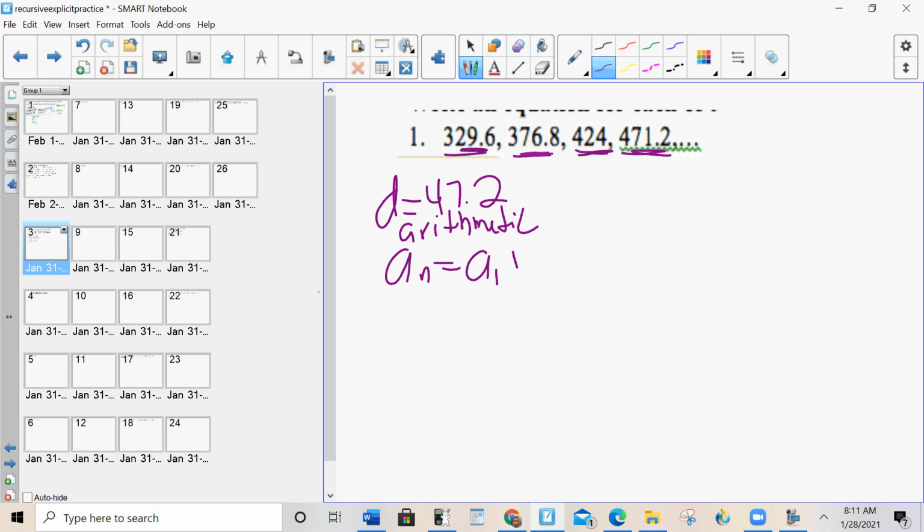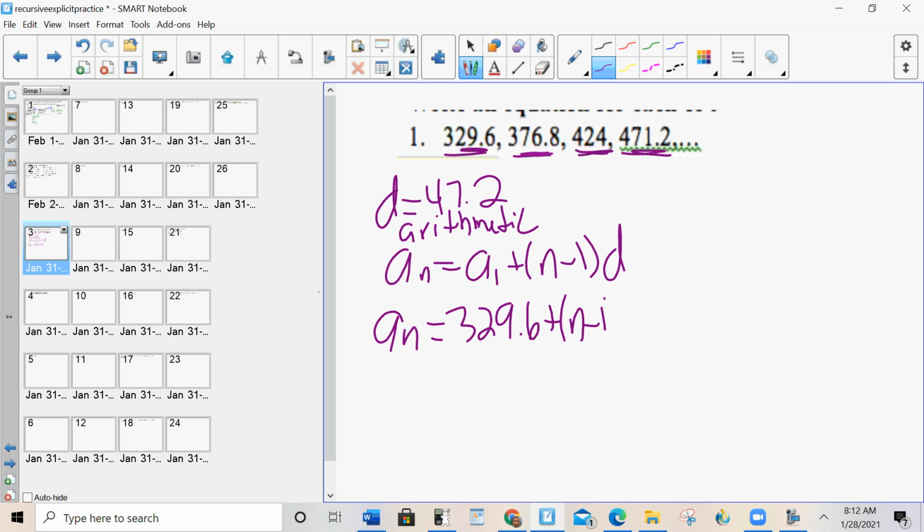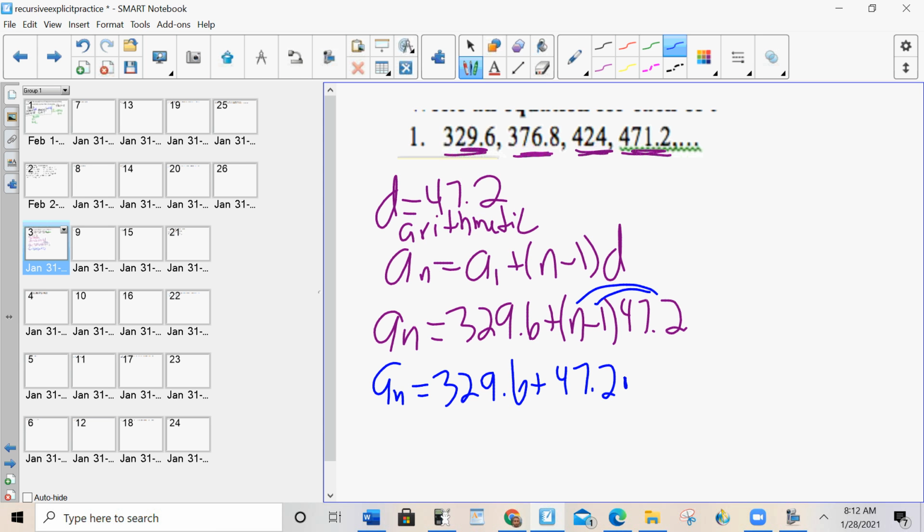So it's an equals a1 plus n minus 1 d. For explicit, again, I'm going to do it both explicitly and recursively. So an equals a1, which is 329.6, plus n minus 1 stays n minus 1, d is 47.2. Now it's fine to leave your answer like that, but often you'll see it distributed out. So an equals 329.6 plus 47.2n minus 47.2.